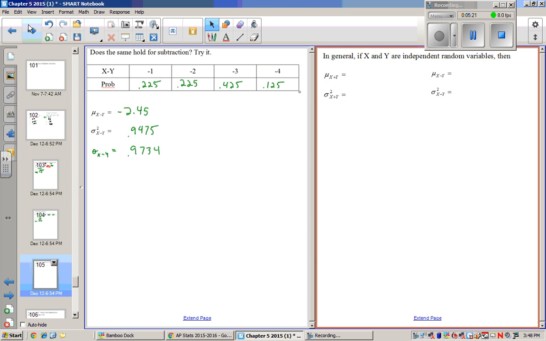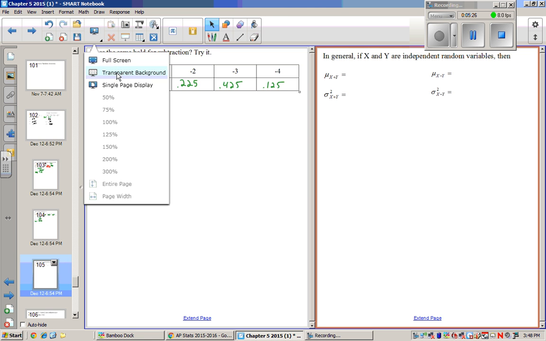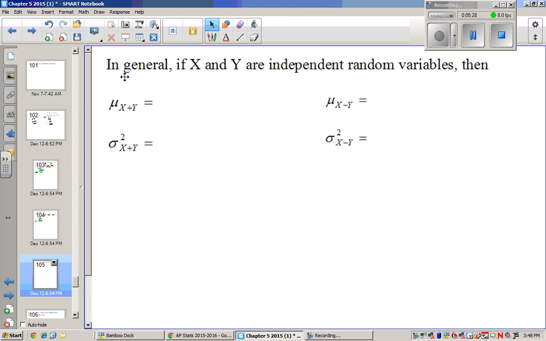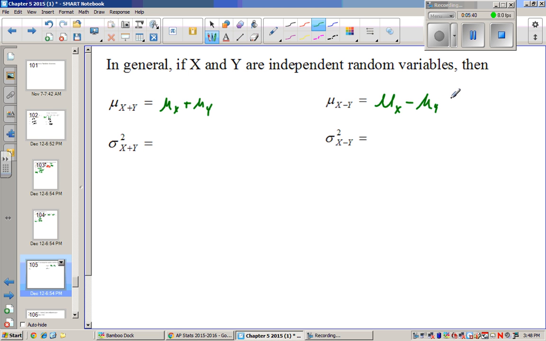And here are a couple rules based on this. When we add the random variables, what we're going to do is take the mean of x plus the mean of y. When we subtract them, it's the mean of x minus the mean of y. That seems pretty reasonable.